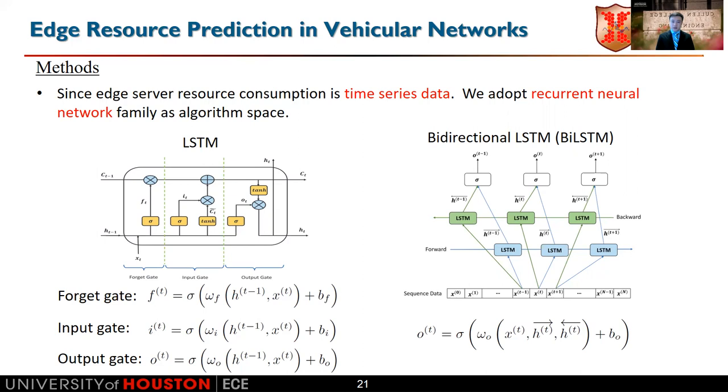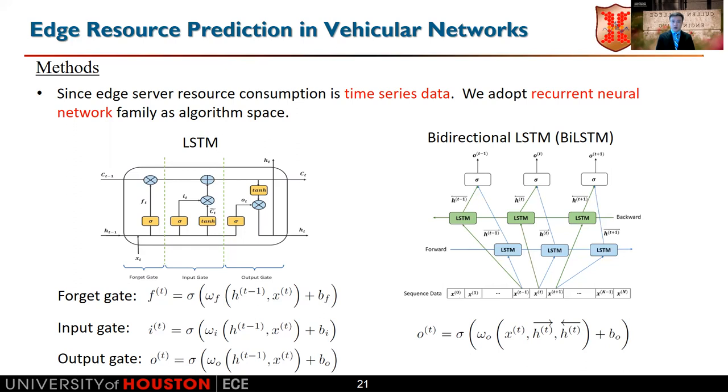But for time series data, the data points are actually dependent. So the first machine learning model is the LSTM, which can be divided into three gates: forget gate, input gate, and output gate.